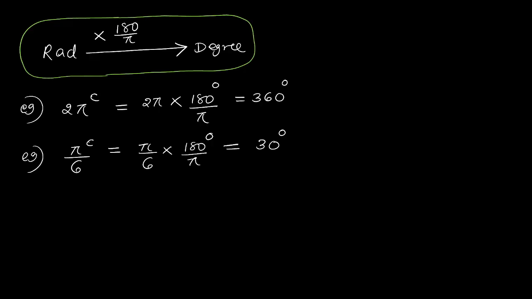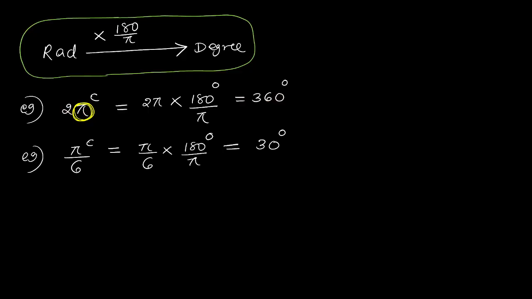So there is a shortcut technique. You have noticed that pi always cancels. If you do more problems, you will understand that pi will always be cancelled. If you want to convert radian into degree, and the radian contains pi, you simply replace pi by 180. It's a faster technique. 2 into 180, 360.